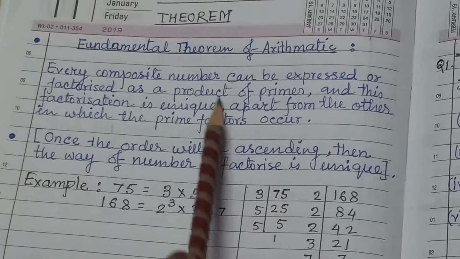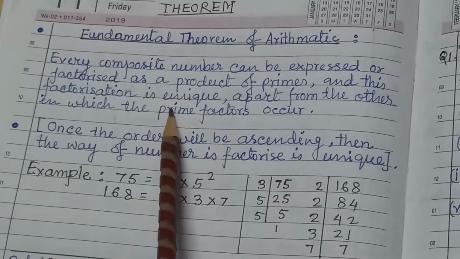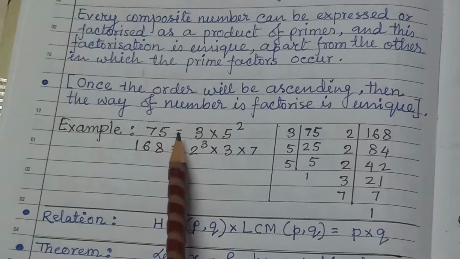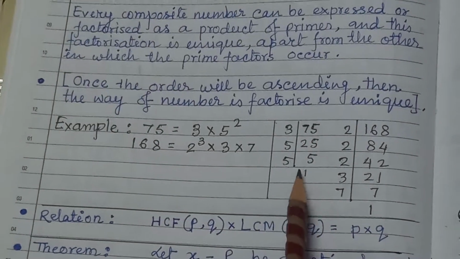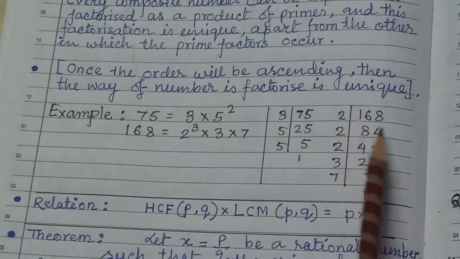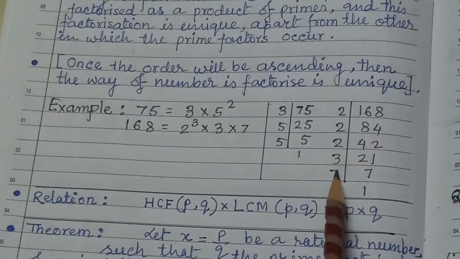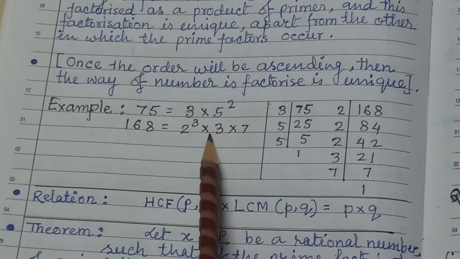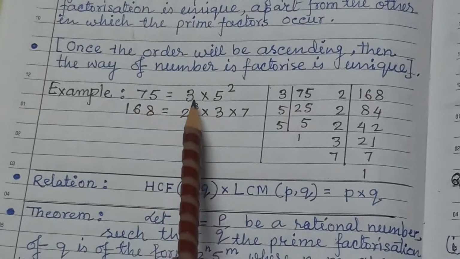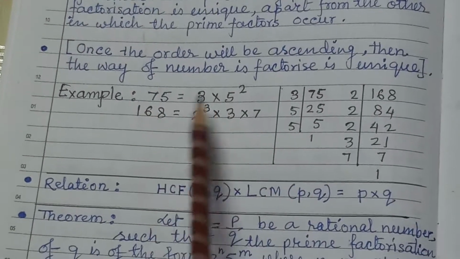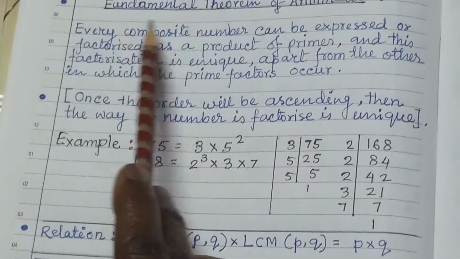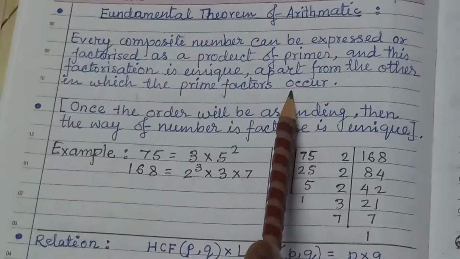One example as per this theorem I have given here. Example: 75, when we factorize it in the rough column as I have shown you, is 3 into 5 square. And 168 when factorized is 2 cube into 3 into 7. So these two numbers are totally different. The factorization of the two composite numbers has totally different terms. That is given in the fundamental theorem of arithmetic.